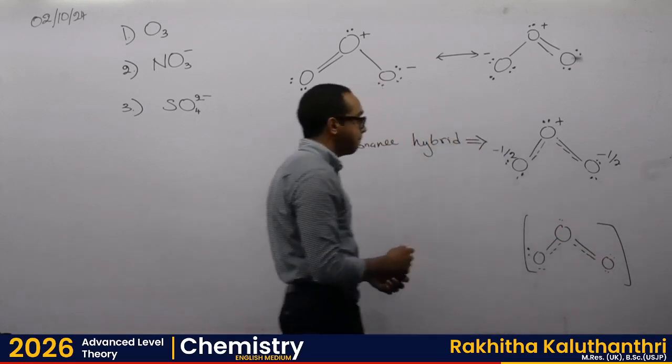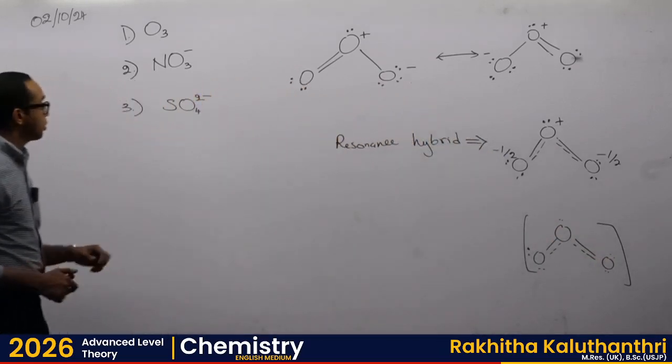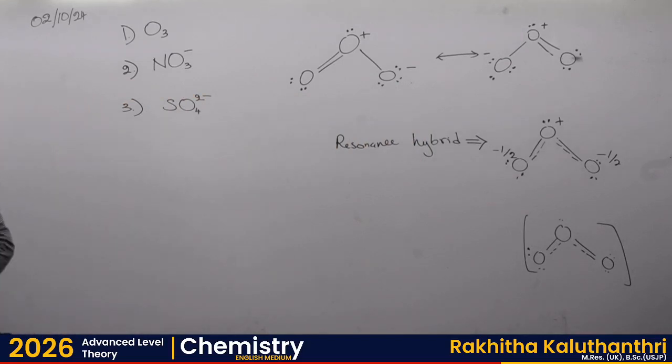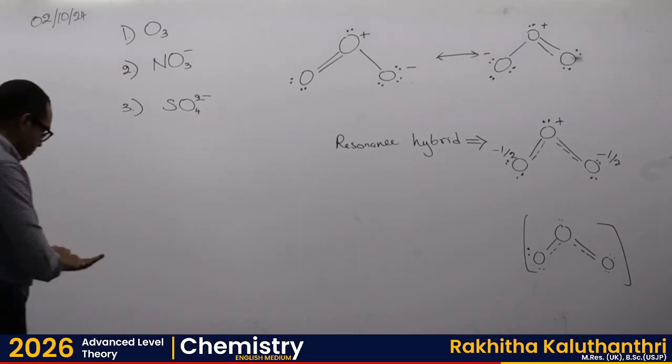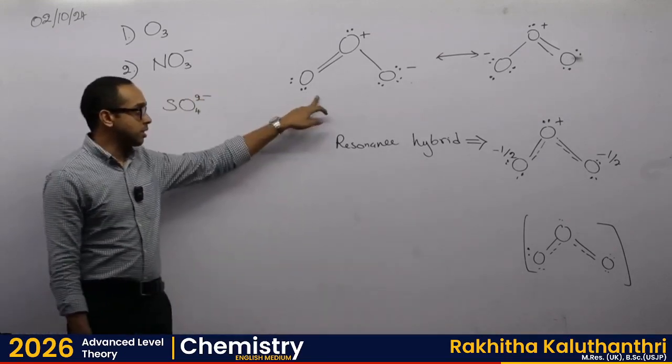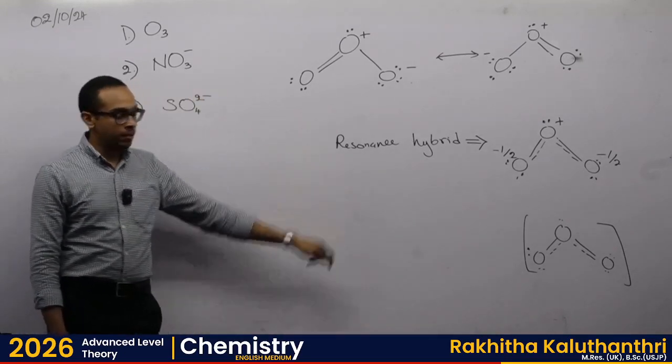Can you move on to nitrate and sulfate ions? Nitrate and sulfate. Draw the resonance structures, then the resonance hybrid.